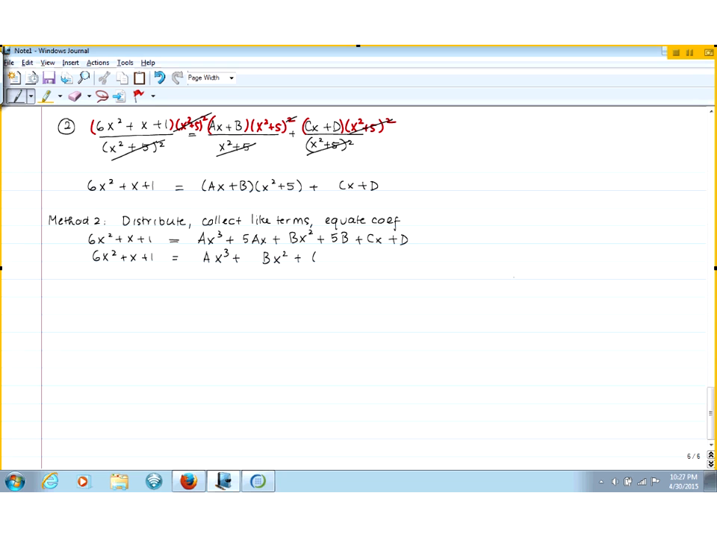Which one's x squared? X squared is just b. Which one's x? Oh, we have 5ax and cx, so 5ax plus cx. So we factor out the x. And the constant is, which one? 5b plus d.